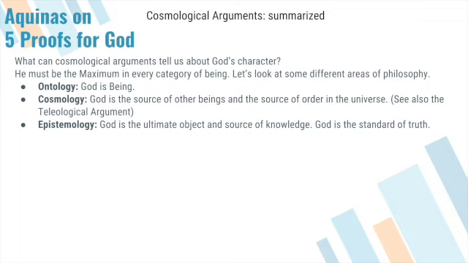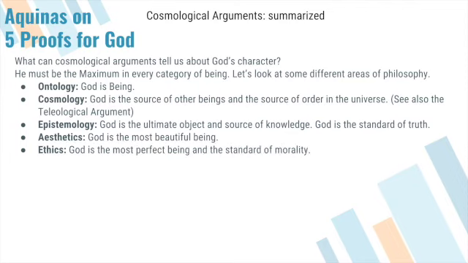God is the standard of truth. But at this point, God seems very abstract and vague. He seems more like a principle, like logic, rather than an actual person, right? So at this point, he seems like a principle. But let's keep going. Aesthetics. God is the most beautiful being, right? When we think about beauty, he must be the most beautiful. What about ethics? God is the most perfect being and the standard of morality.